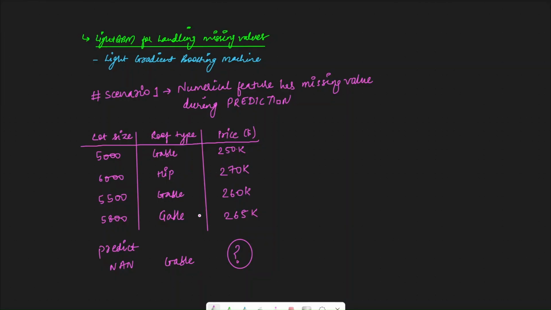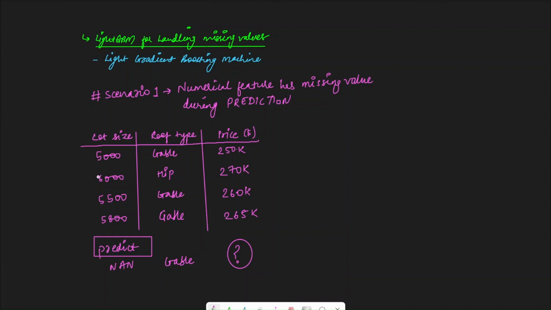So the first scenario is when a numerical feature has a missing value during prediction. If you look here, this is our training data set, and currently there are no missing values here. But the data that we have for prediction looks like this. We have NaN for lot size, we have the roof type which is Gable, and we don't have price, as we have to predict price here. During training, we don't have any NaN values in lot size, and this is a numerical data type. So LightGBM doesn't know how to route this missing NaN value because it has not encountered this during training.